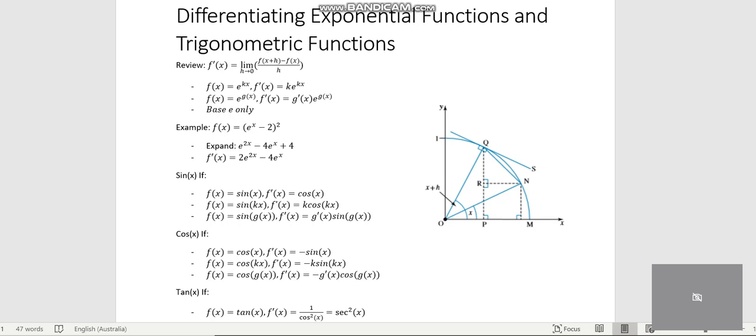If you have, I don't know, something like 2 instead of e, it gets a lot harder, and in that case you'll probably be using a calculator anyway.